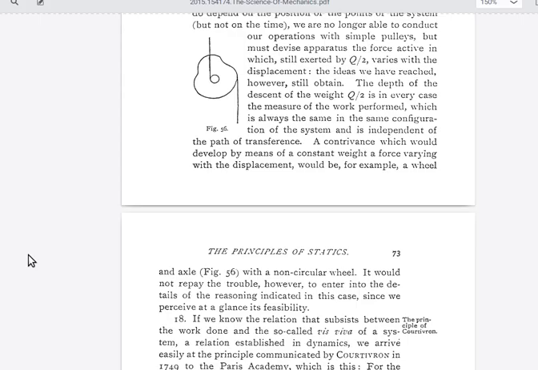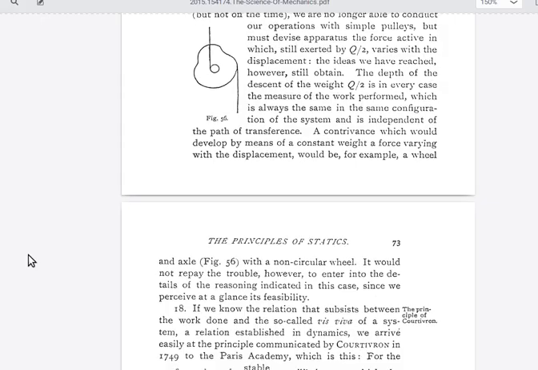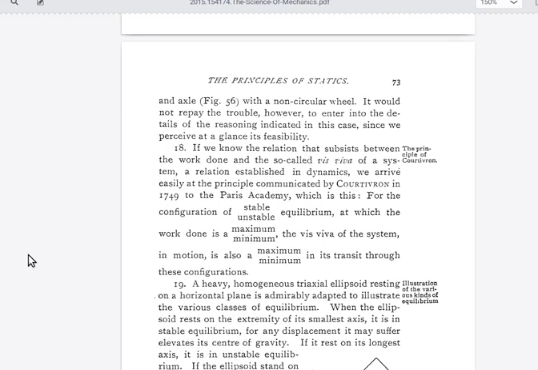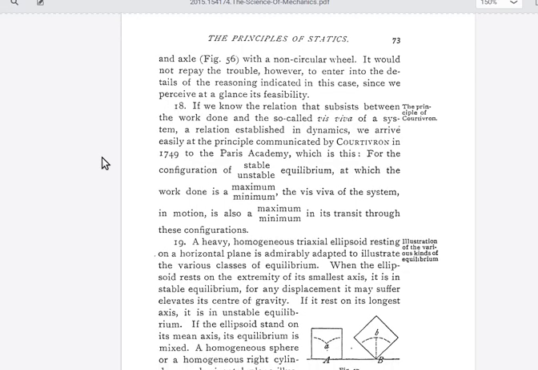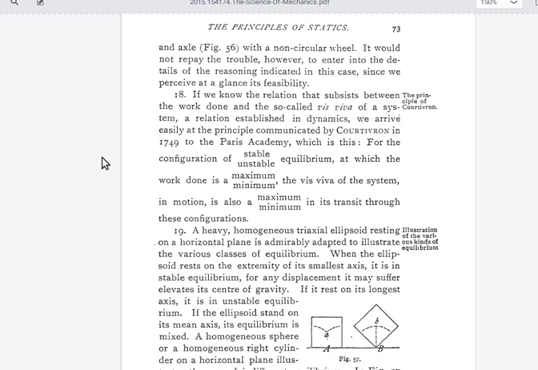If we know the relation that subsists between the work done and the so-called vis viva of a system, a relation established in dynamics, we arrive easily at the principle communicated by Courtevron in 1749 to the Paris Academy, which is this: for the configuration of stable equilibrium at which the work done is a maximum, the vis viva of the system in motion is also a maximum in its transit through these configurations. For the configuration of unstable equilibrium at which the work done is a minimum, the vis viva of the system in motion is also a minimum in its transit through these configurations.